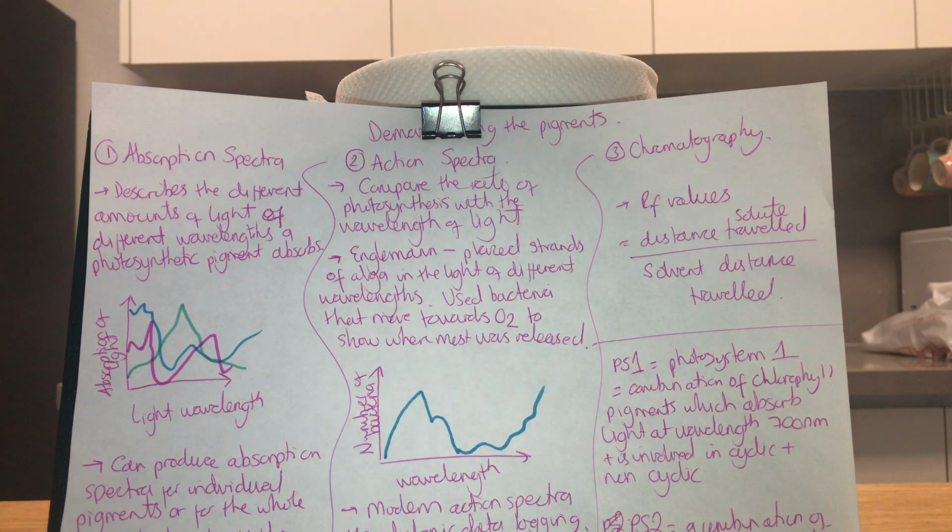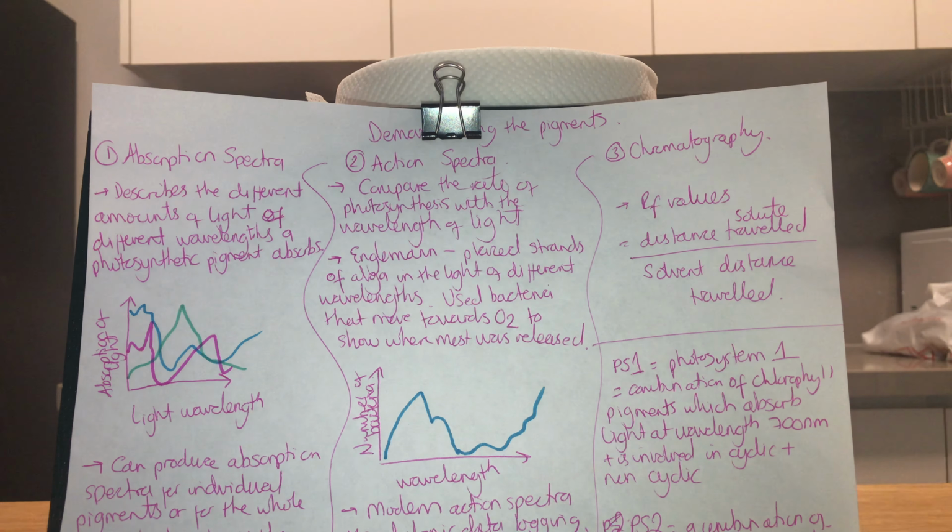Okay, so absorption spectra, we are measuring the absorption of light by the chlorophyll at different wavelengths of light. Okay, we then have an action spectra, which is slightly different, and this compares the rate of photosynthesis with the wavelength of light. So we're not talking about the absorption of light, we're talking about the rate of photosynthesis.